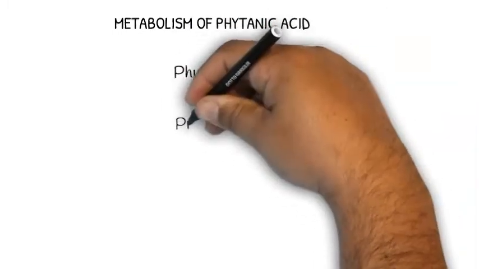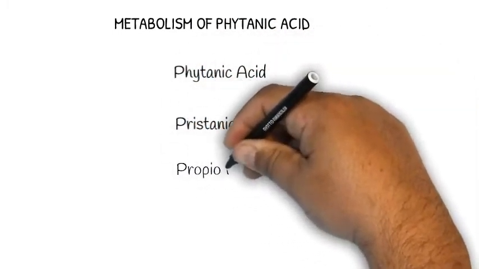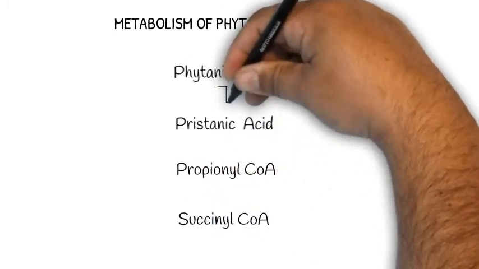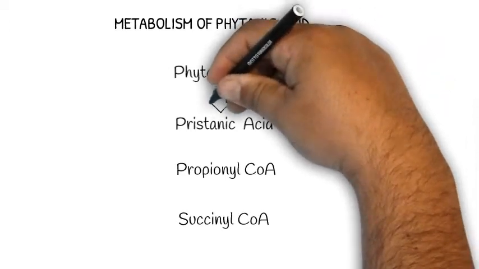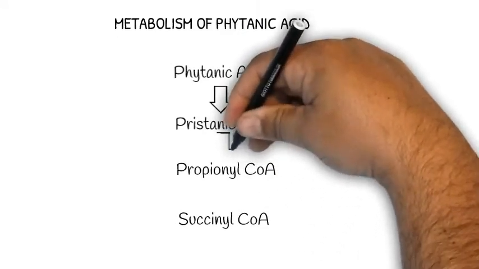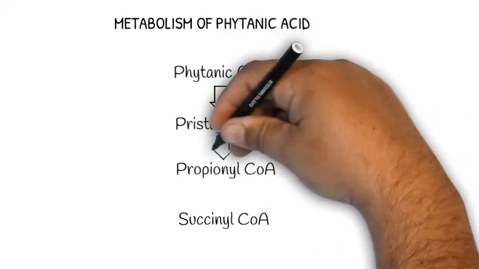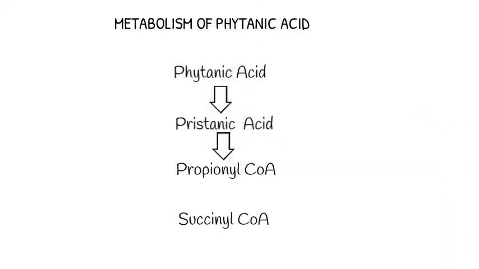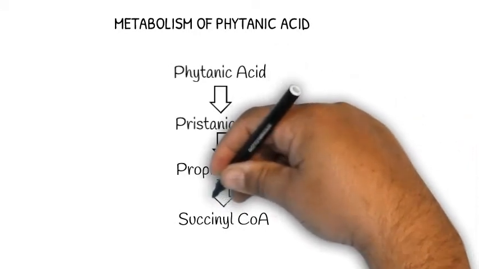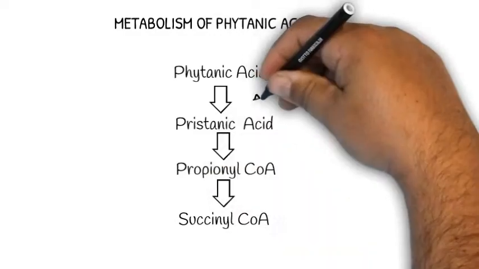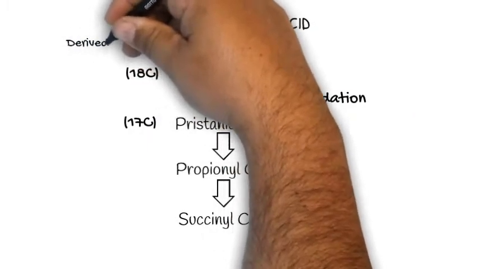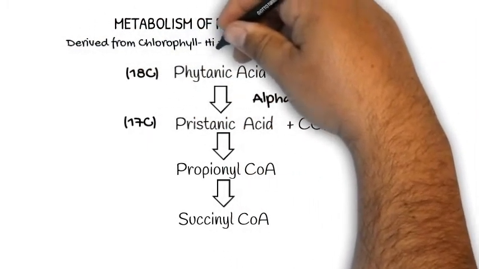Another very important consideration is the metabolism of phytanic acid. This is derived from chlorophyll, and its concentrations are very high in the meat and milk of ruminant animals. So phytanic acid has an even number of carbons, but it has to undergo alpha oxidation to form a 17-carbon pristanic acid, which is then converted to propionyl coenzyme A and then to succinyl coenzyme A, as you might have seen in other situations. So this alpha oxidation converts phytanic acid to pristanic acid.